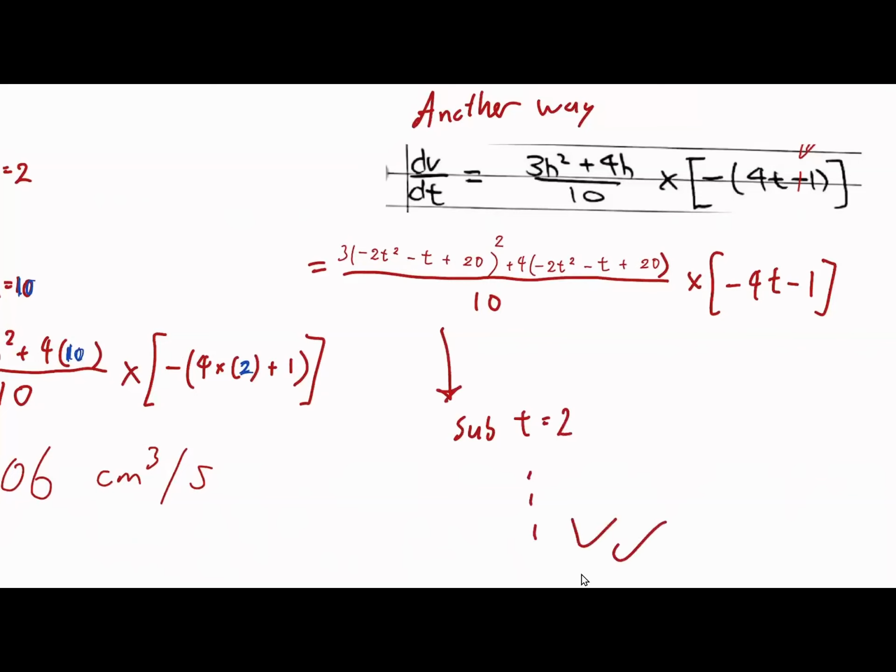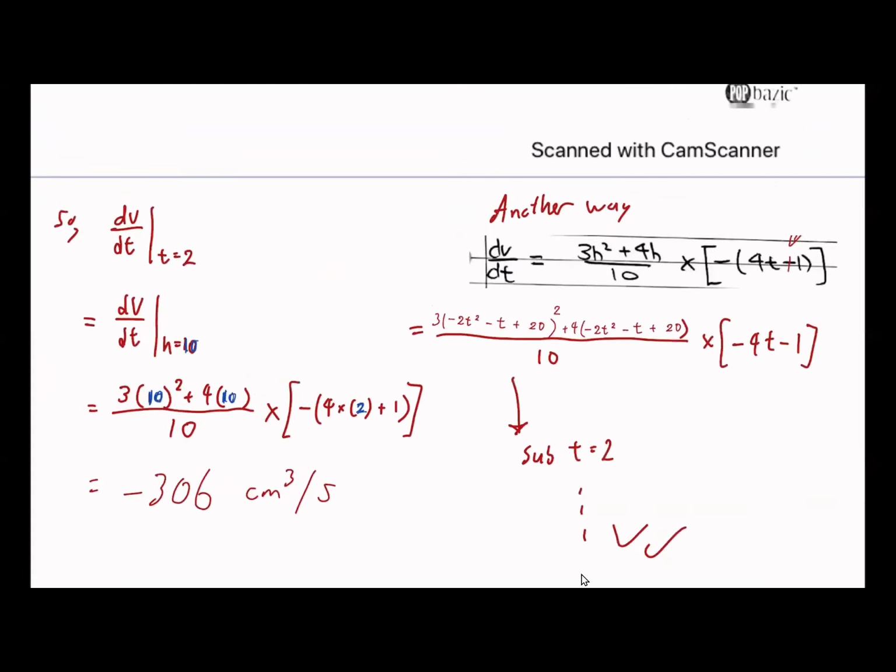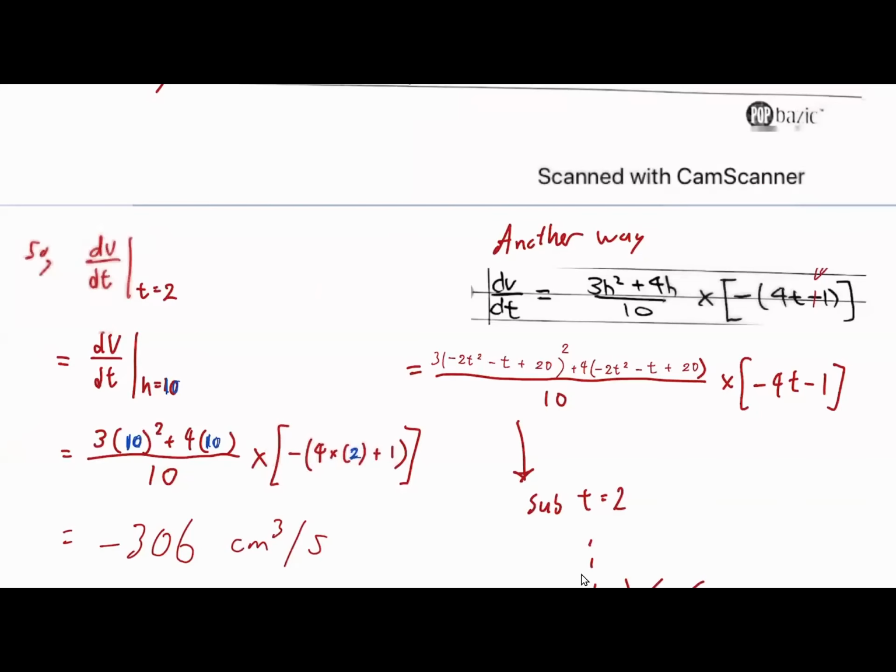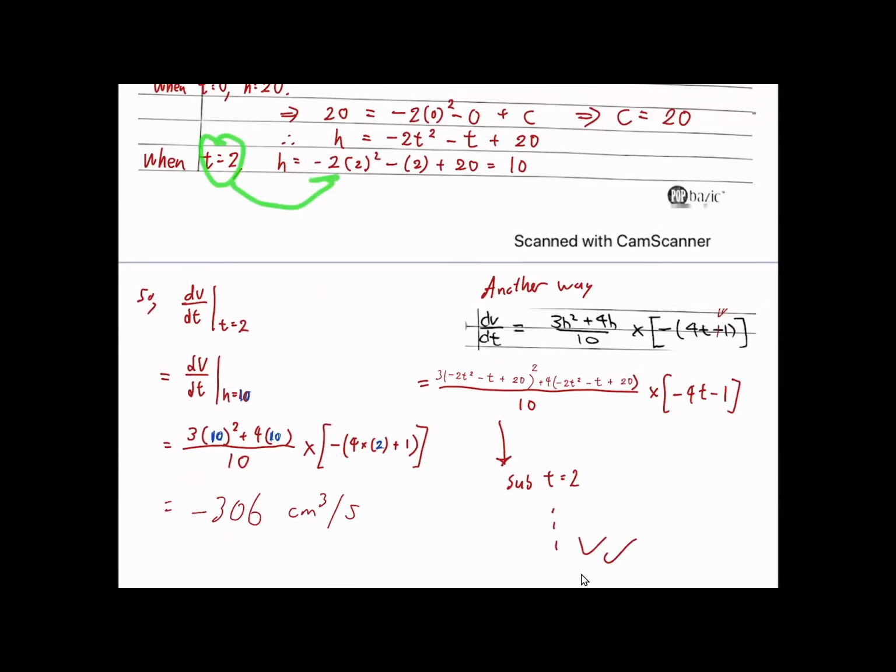Okay? Yeah, that is one way. The other way is what I did: I just substitute t equal to 2 first. Then I get h to be 10. So inside here it's a 10 after I substitute t equal to 2. Then I just directly replace it with a 10. When t equal to 2, h equal to 10, then I substitute h with a 10. That will also work.